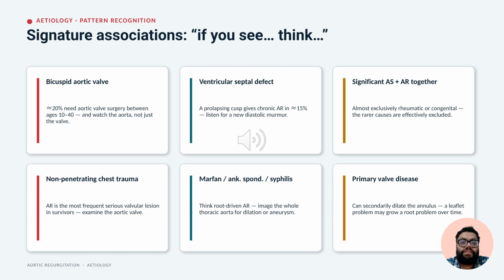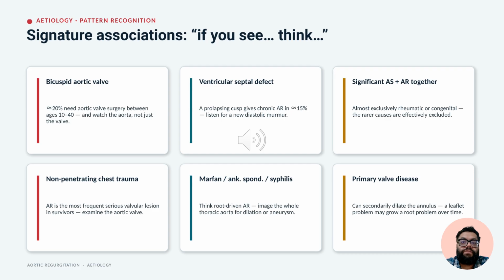Examiners adore association questions because they test whether you can move from a clue to a cause in one step. So let us drill the highest yield links. See a bicuspid valve, and you should immediately think two things: a real chance of valve surgery in early to mid adult life, and an aorta that needs surveillance.